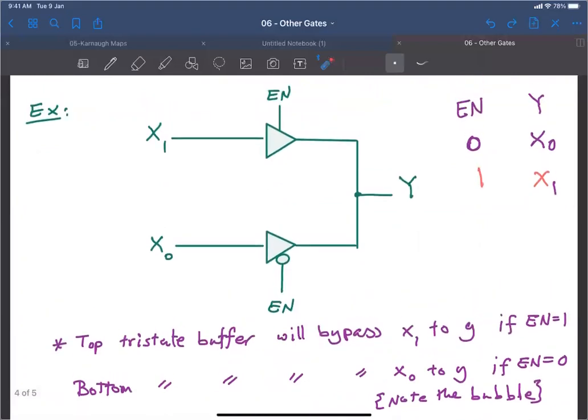So just to rephrase what I just said, the top tri-state buffer will bypass x1 to y if and only if enable is 1, and the bottom tri-state buffer will bypass x0 to y if and only if enable is 0. Note the bubble here. The bubble makes a big difference. But let's suppose that we don't have a bubble. What will happen?